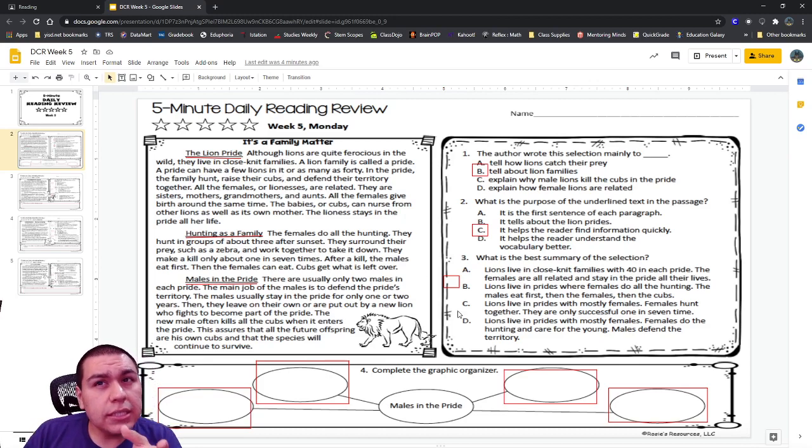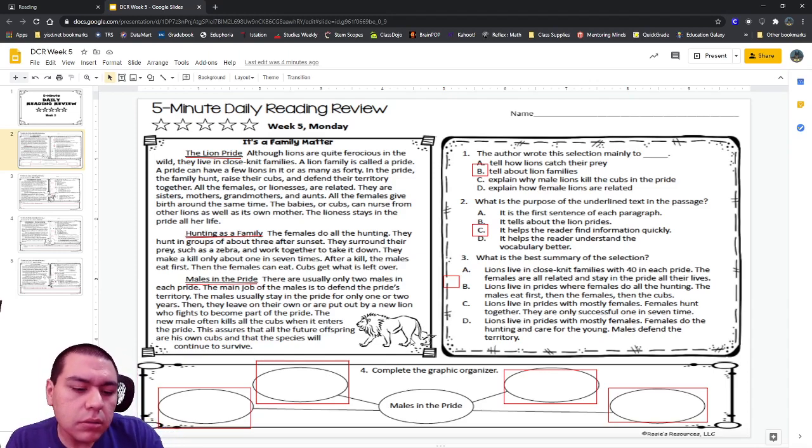So it should say something about hunting or eating, but my summary shouldn't be all about hunting or eating. That's not what my whole passage was about. What do you think, Violet? You see a better one?